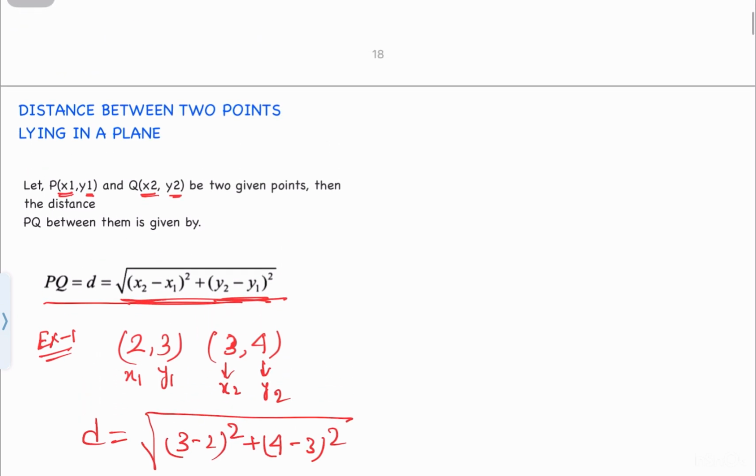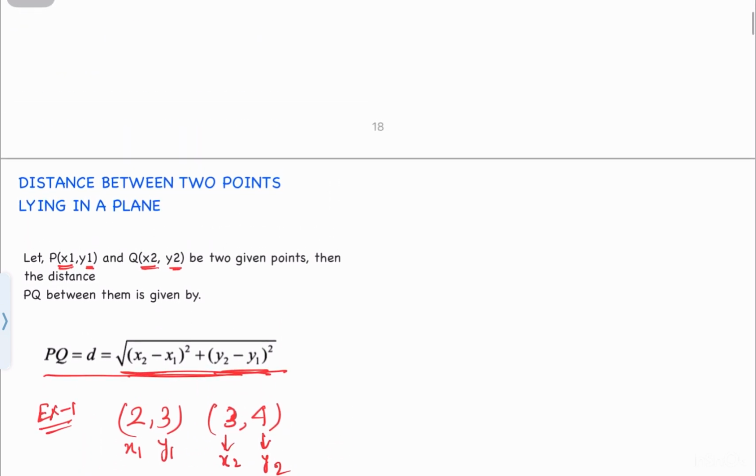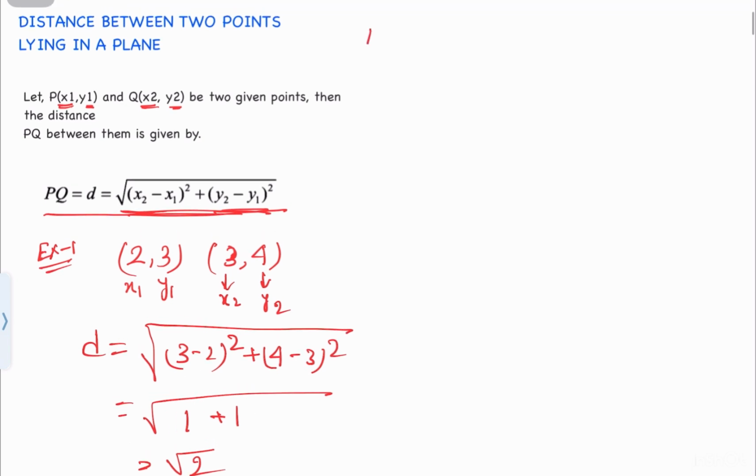Clear? Now next I want to give some other questions. Take an example, Example 2. First question: if the distance between 2 points, one point is k comma 2 and the second point is 3 comma 4.